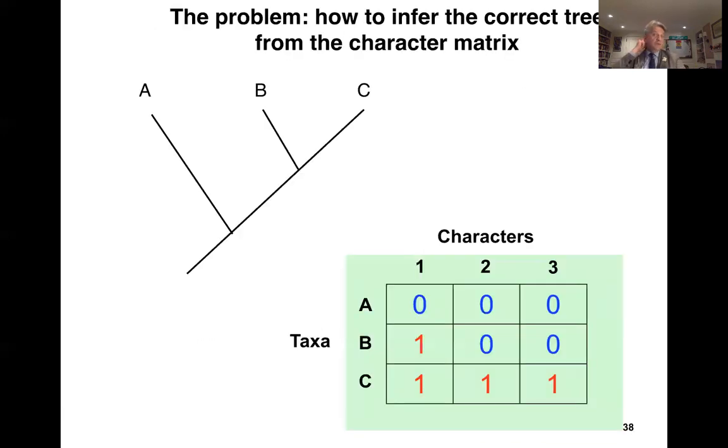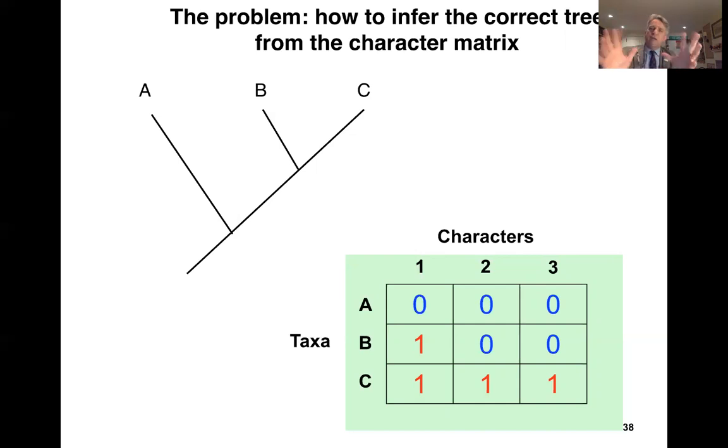Okay, so this is the problem. How do we infer a correct or optimal tree from the character matrix? Now, let me just take a moment and say the correct tree, I mean the optimal tree. Here's the secret about phylogenetics. We'll never know if we're right. We're reconstructing the past. We're making an inference. There's no experiment that we can do to prove that one phylogeny is more optimal than the other, all right?